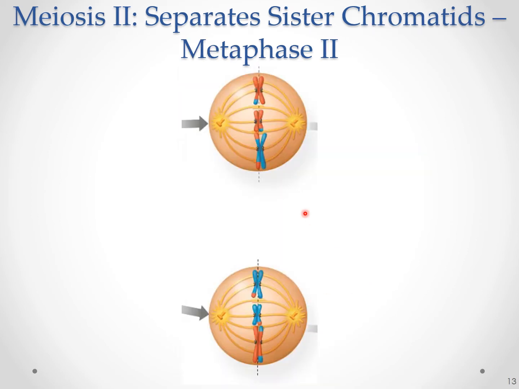And then the chromosomes are going to line up at the equator. Remember, it's not homologous chromosomes during this stage. It's chromosomes similar to mitosis, except these chromosomes are genetically different. Okay, so they're just basically mixed up.